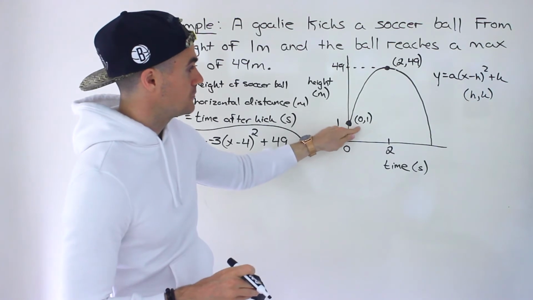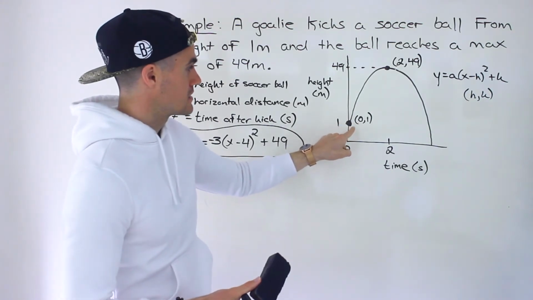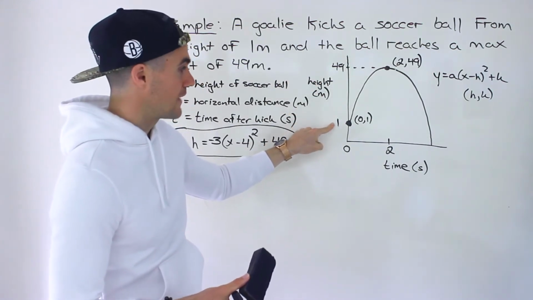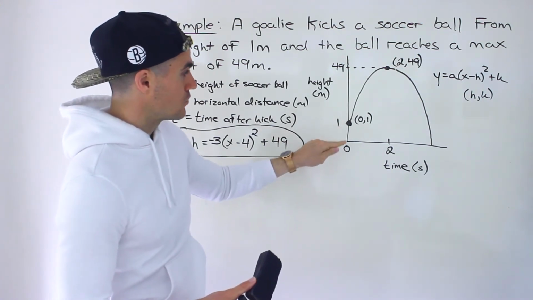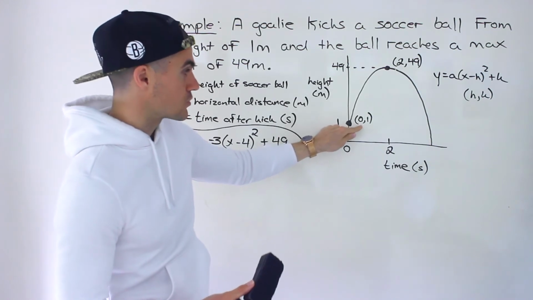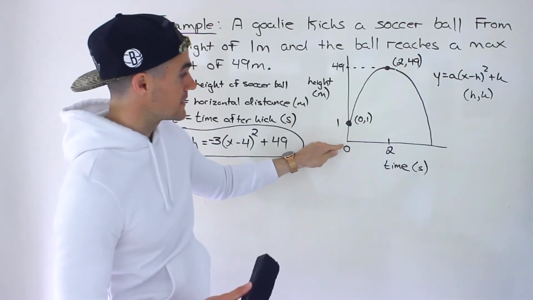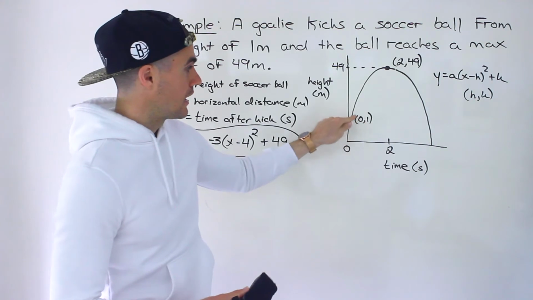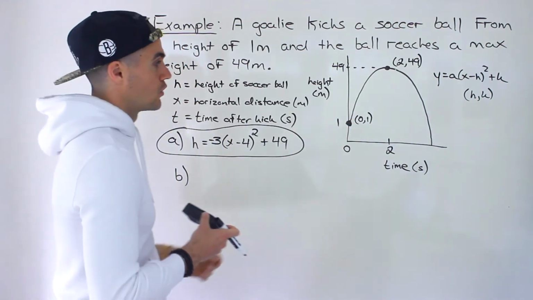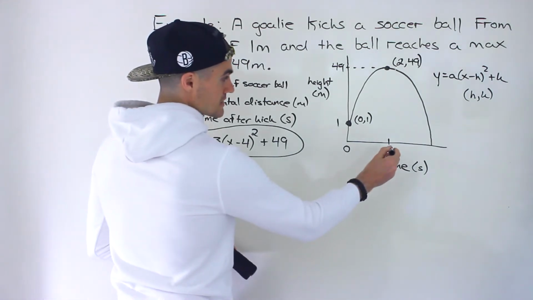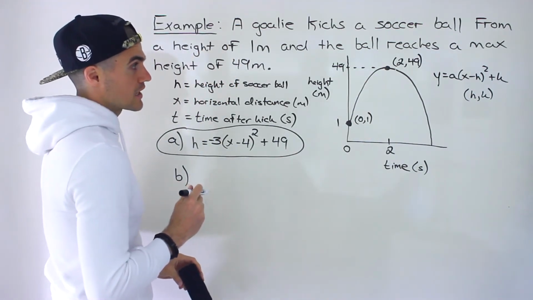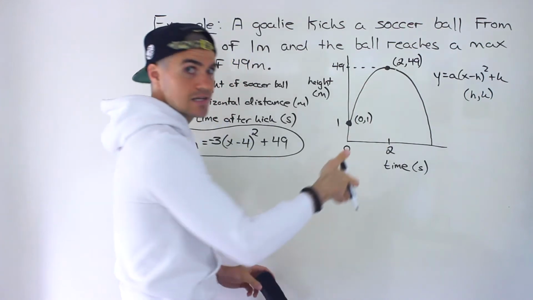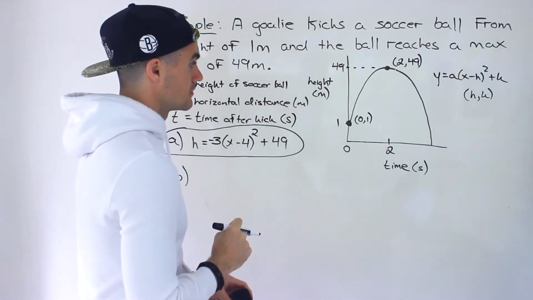However, notice that the y-intercept doesn't change, because this is still the height and the ball is still kicked from a height of 1 meter. That's the initial height. And so whether this is horizontal distance or time, at a horizontal distance of 0, it's 1 meter, and also at a time of 0 seconds, the initial height is 1. And so that coordinate actually stays the same for both scenarios. So the only thing that's changing is this 2, which is changing that vertex, but it's still a max height of 49, so that y value of the vertex is staying the same. So the axis of symmetry is different. That's the only thing that changes.